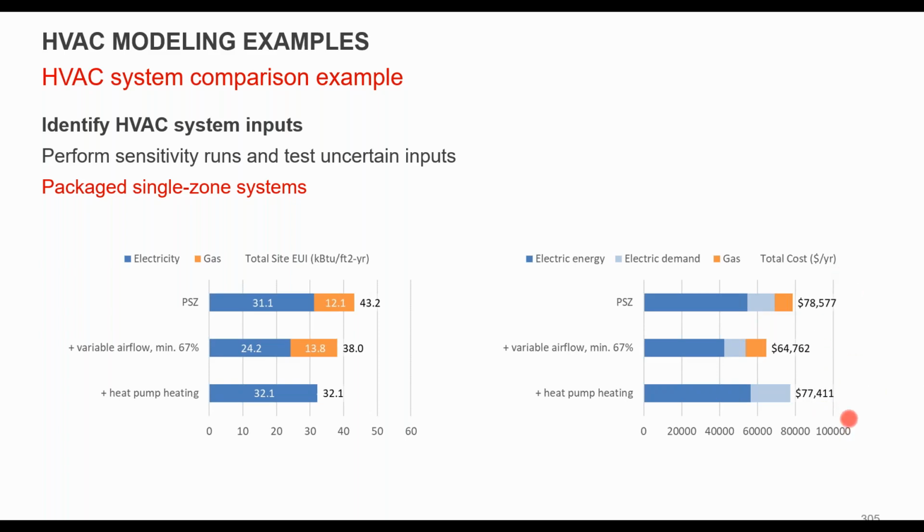But in this case, the electric cost has this demand component to it, right? So actually, your low cost option, if you're looking at cost as the metric, would be just going to variable flow, but keeping it as a gas heating system.